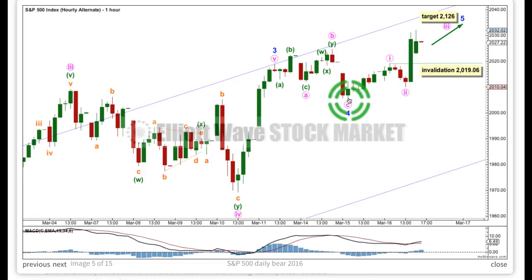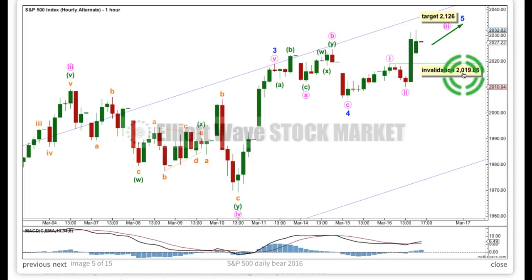So far within minor 5, whatever degree we choose to label it, we would have 1 and 2. It could be minute, but we could move the degree down 1. We'd be expecting 3, 4, and then we need 5. 4 can't move into 1, so here's the invalidation point for this idea.